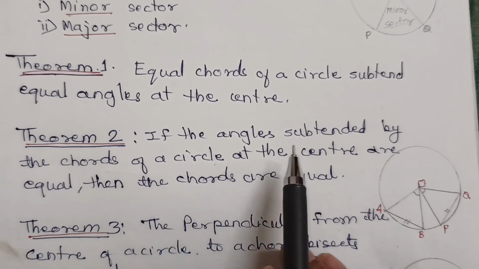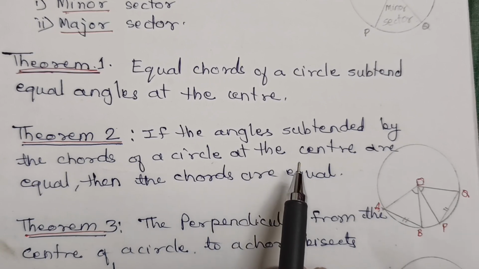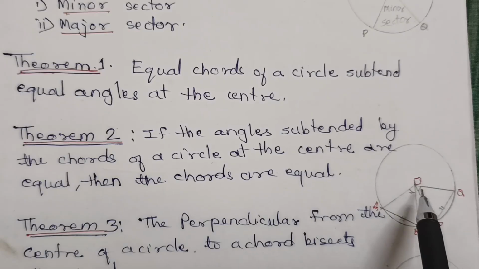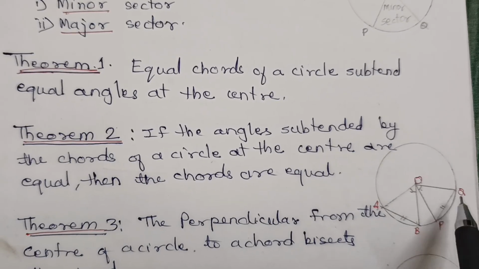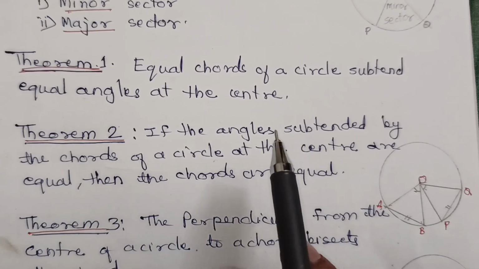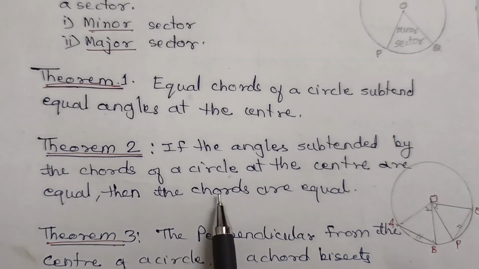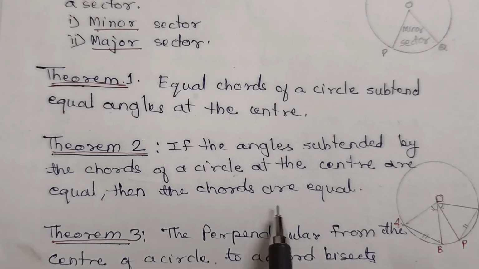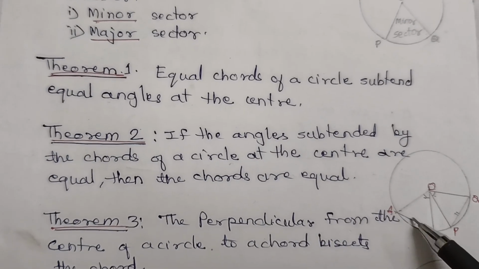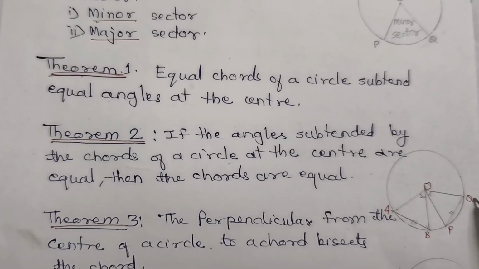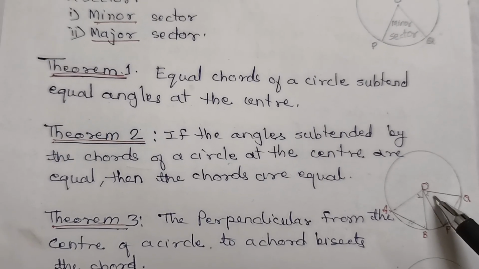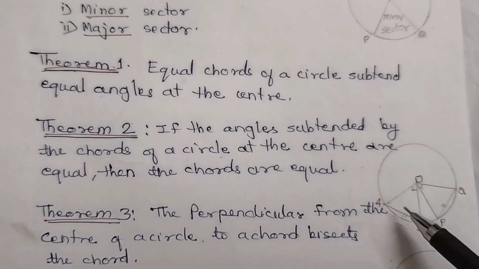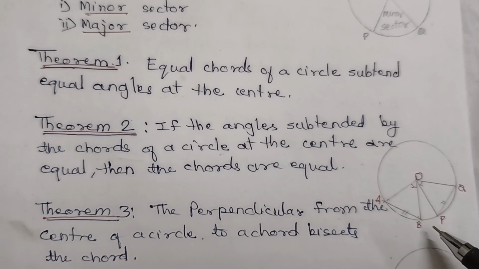And theorem 2 is, if the angles subtended by the chords of a circle at the center are equal, then the chords are equal. That means if these two angles are equal, then the chords are equal. This is the reverse of the first theorem. In the first theorem we have seen if the chords are equal, then the angles subtended are equal. Now in the second theorem, it's the reverse of it. If the angles are equal, then the chords are also equal.